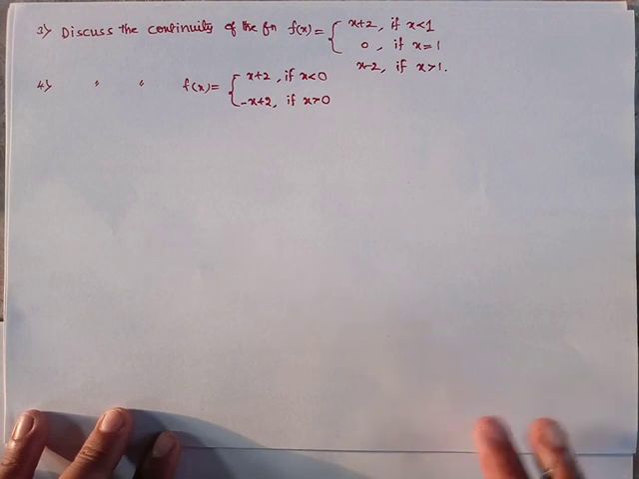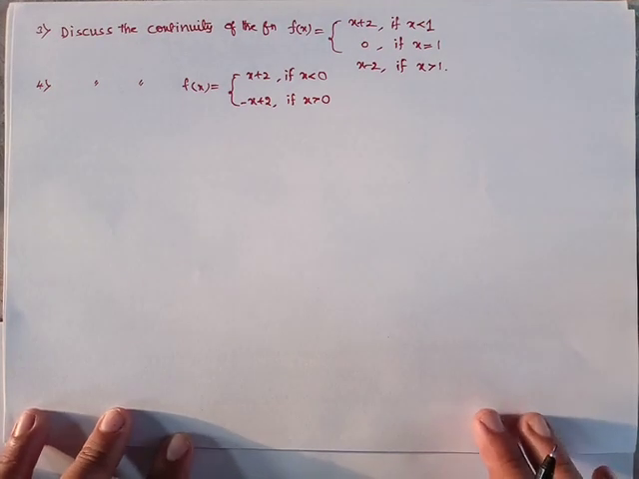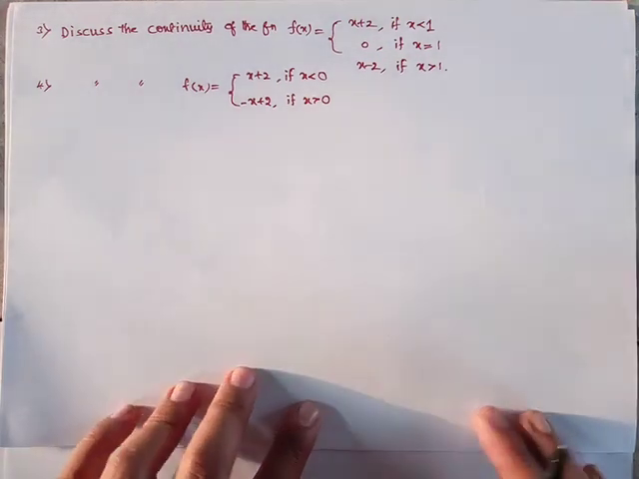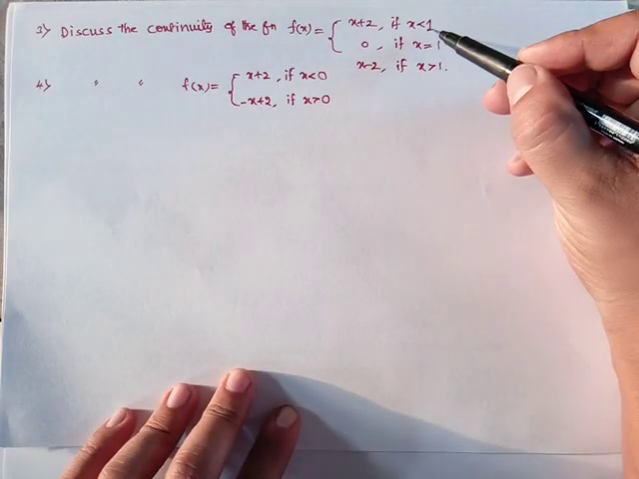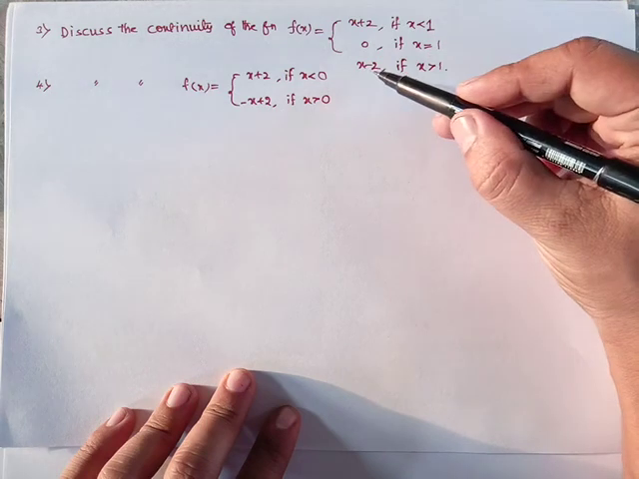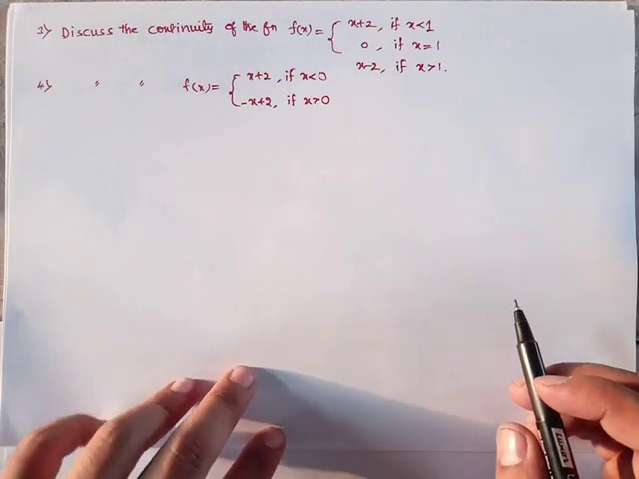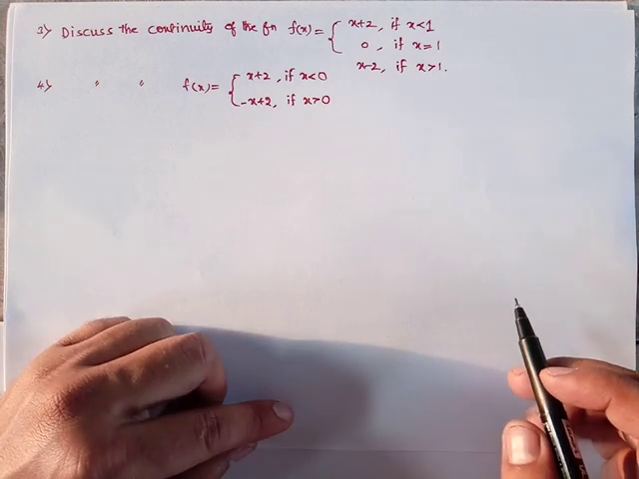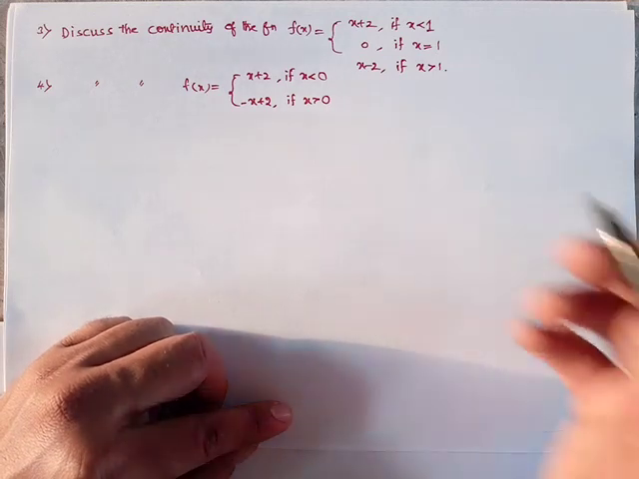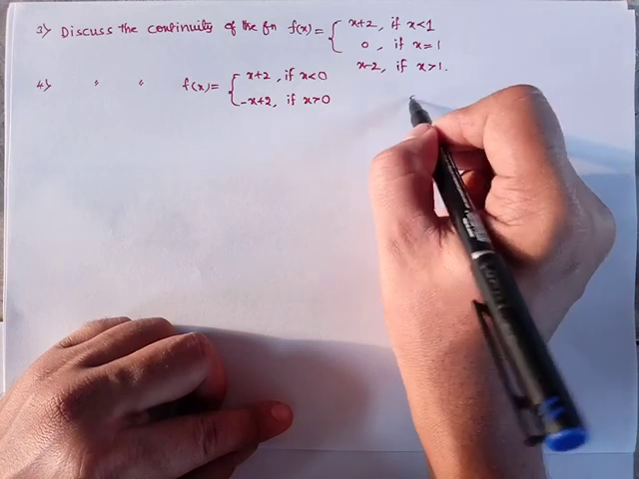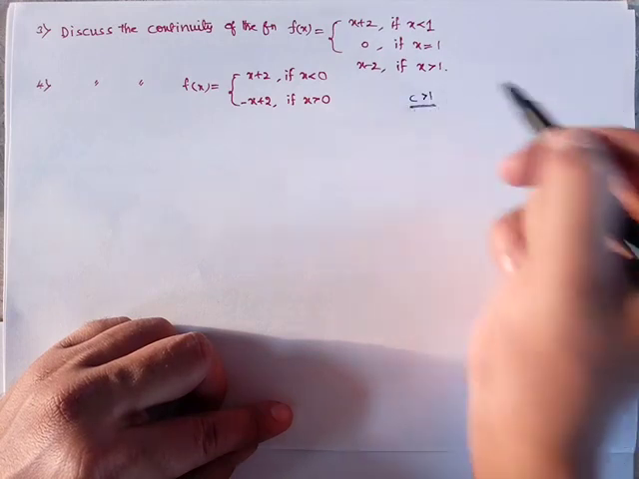Coming to the next question, discuss the continuity of the function f of x equals x plus 2 if x less than 1, 0 if x equals 1, x minus 2 if x greater than 1. So we'll see, try to understand the question. We will understand the cases here. The c greater than 1 case we will discuss.